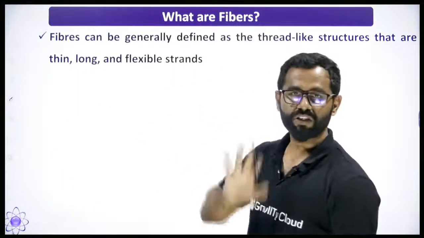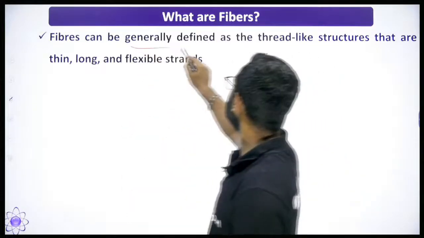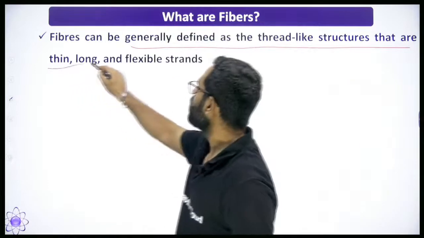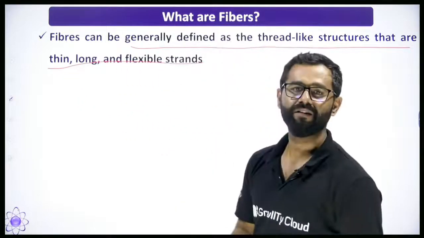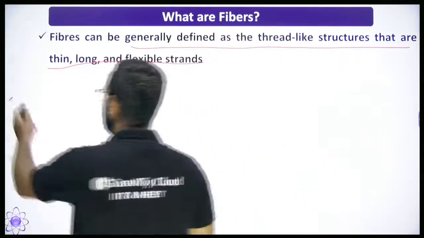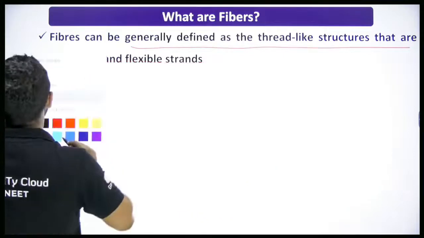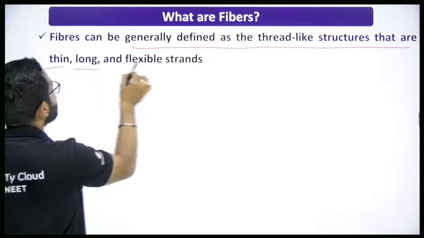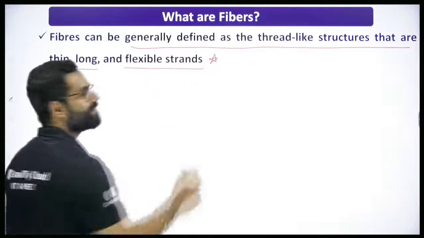If you talk about the definition of fiber, a fiber is generally defined as the thread-like structures which are thin, long and flexible strands. Simple, right? A fiber is like what? It's a thread-like structure that has thin, long and flexible strands.